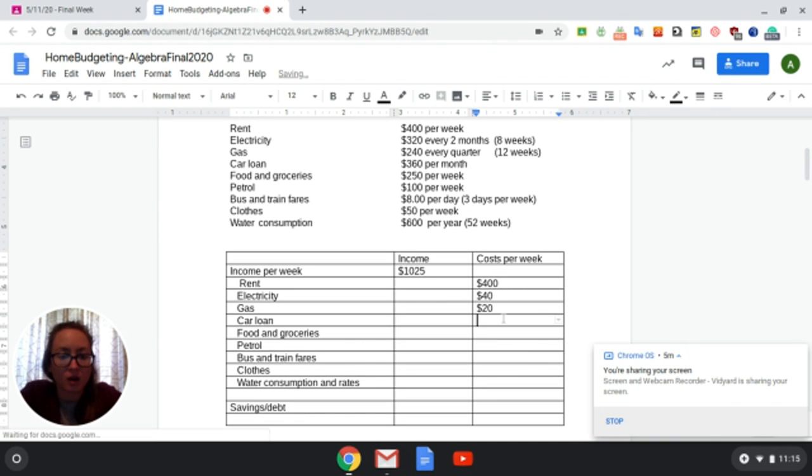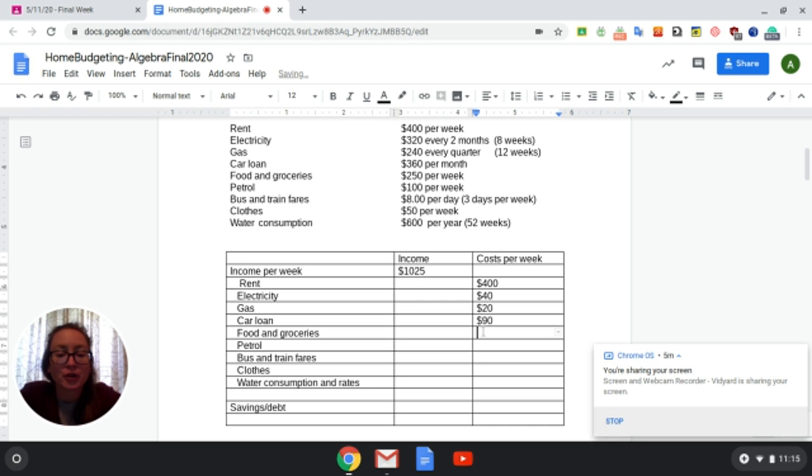All right, the car loan says $360 per month. There are 4 weeks in a month, so 360 divided by 4 is what we need to do to get per week. So 36 divided by 4 is 9, and then bring that 0 back. So that's $90 per week.